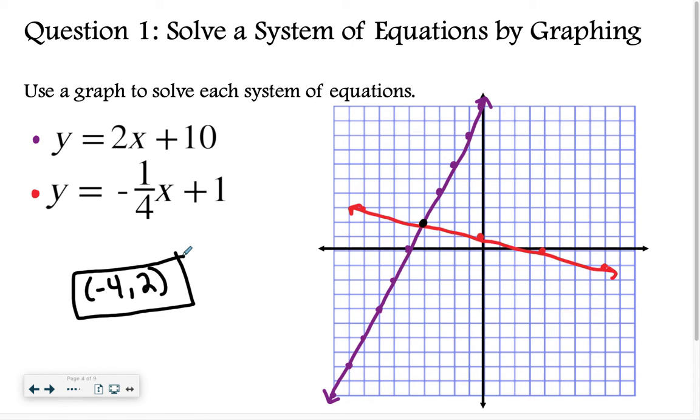Okay, hopefully for this problem, you got a graph that matches mine, and then you got the ordered pair -4, 2. If you did not get that, please be sure to reach out for some help, whether that's from a friend or from myself. I am always more than happy to help you. Just let me know that you need some help.